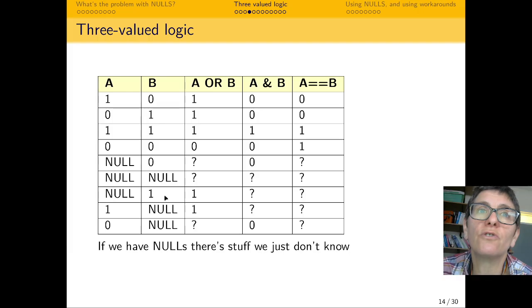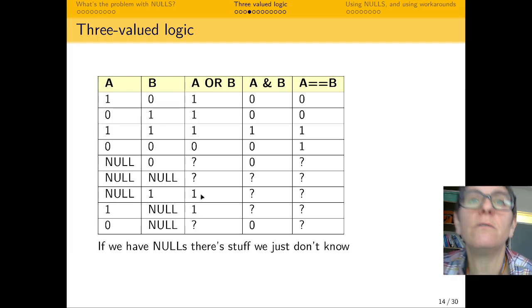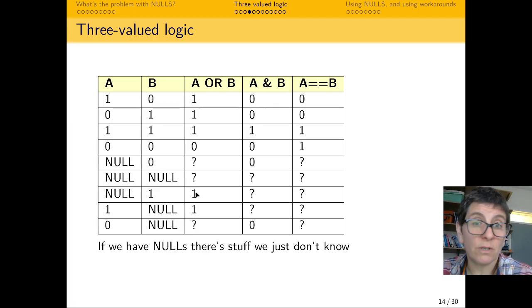If one of them is true and the other one is null, well, we know that A or B is true then, because one of them is true. So we can have a 1 in that column. The same is true if A is 1 and B is null, we've got a 1 in that column. But if A is 0 and B is null, then we don't know again. And what you're seeing here is the effective truth table for logical operations involving nulls.